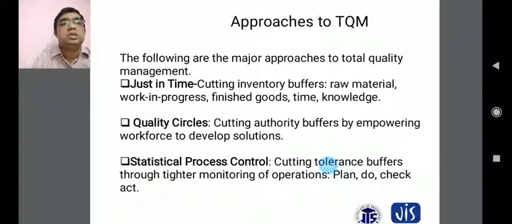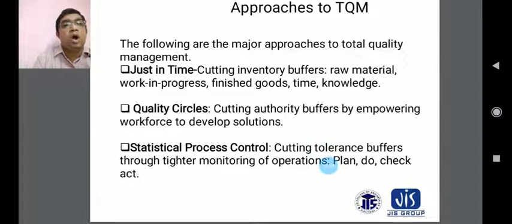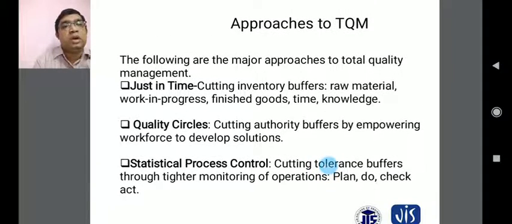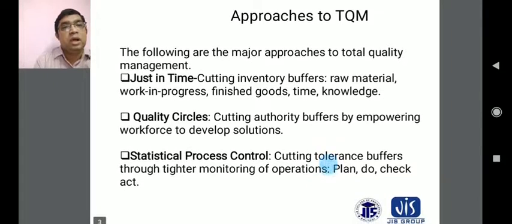And another thing considered is the quality circle. Basically, the quality circle is another important approach among the total quality management tools. In all places you have to make sure quality is maintained, and the quality circle is properly maintained according to the company rules and regulations. And it cuts authority buffers by empowering the workforce to develop solutions, and the workforce applies the developed solutions through the quality circle.